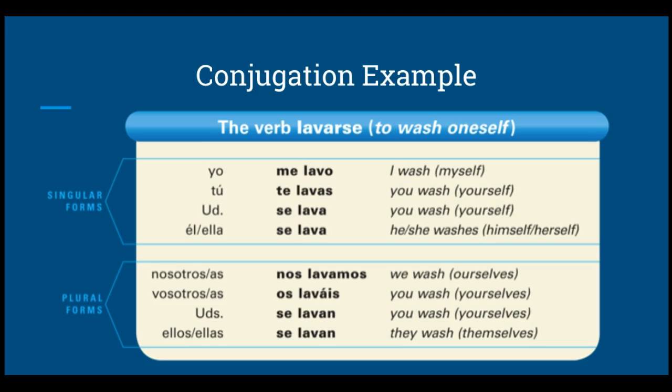In this example, we'll be using the verb lavarse, to wash oneself. If I want to say I wash, I would say yo me lavo. Tú te lavas. Usted se lava. Or él and ella would use the same form as usted, se lava. Nosotros nos lavamos. Vosotros os laváis. Ustedes se lavan. Ellos or ellas se lavan.